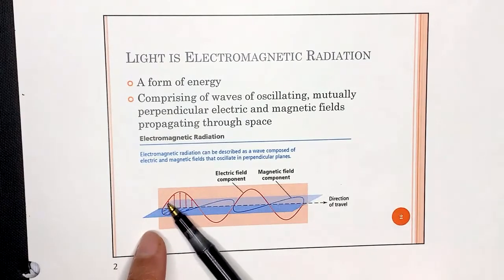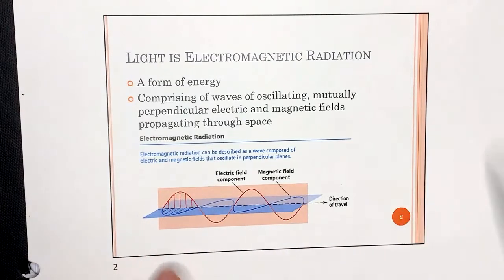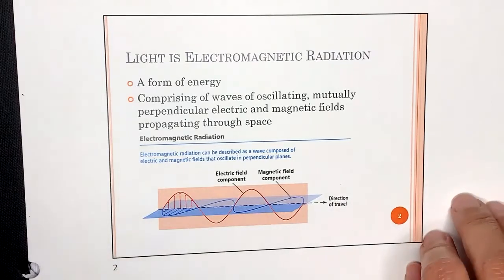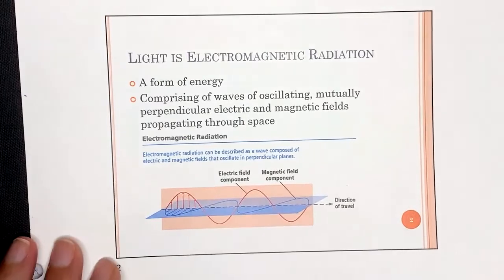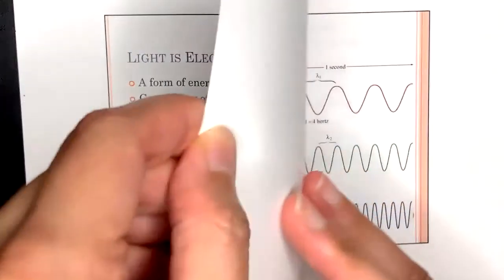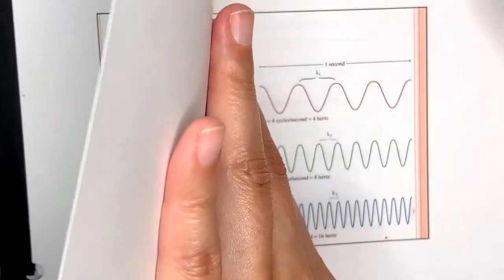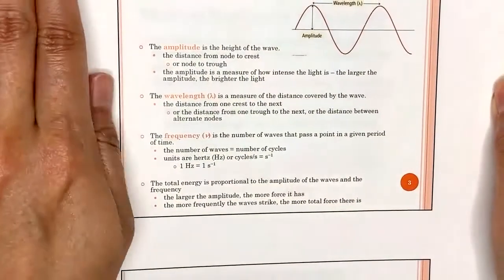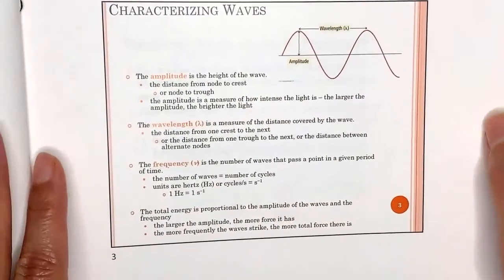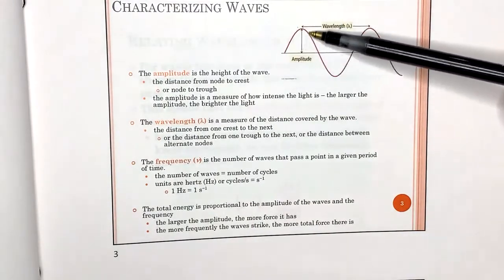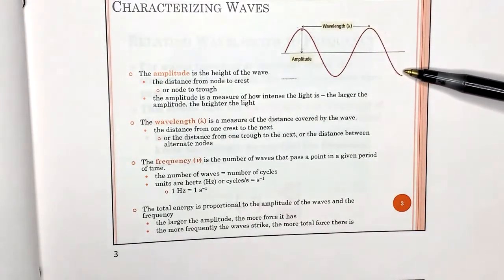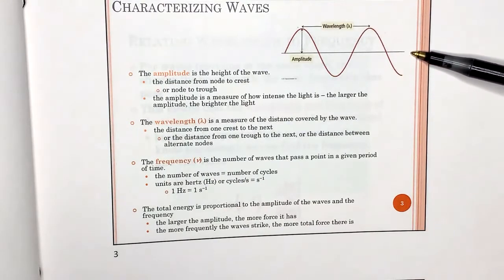So I guess this is a magnetic field right here, and that's the electric field component, and then they travel in one direction. So that's so far how we look at it. Light is kind of like a wave, right? So light can be energy, light can be seen as a wave. So we want to talk a little bit about waves first. Okay, so when you talk about waves, here's one full wave, here's another full, well, half of a wave because it goes up there.